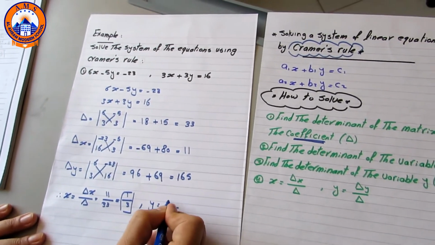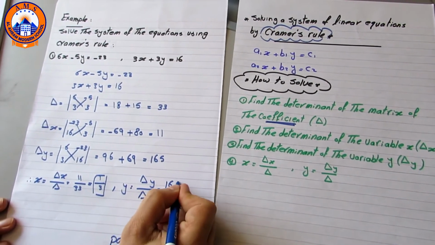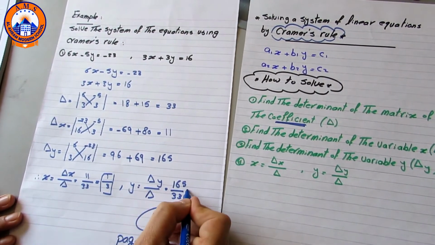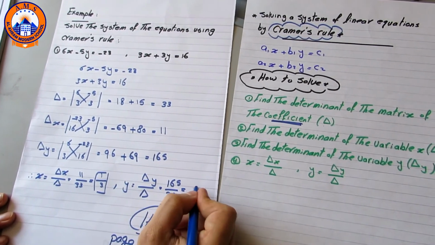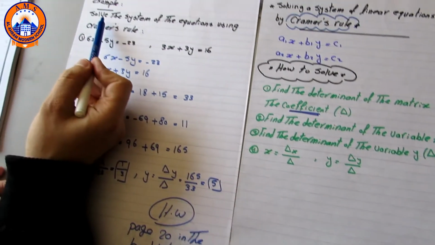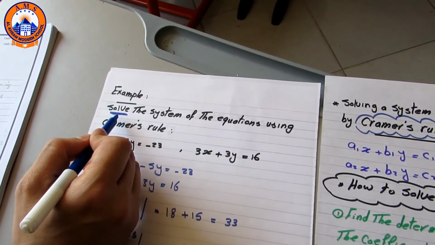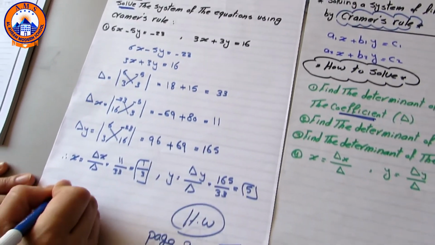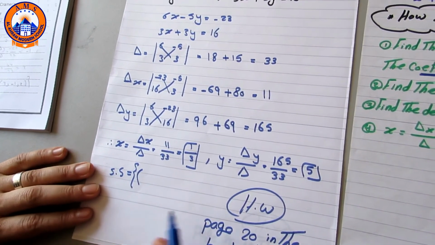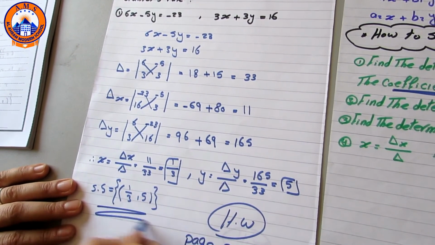And y equals delta y over delta. Delta y equals 165 over delta equals 33. 165 divided by 33 equals what? Equals 5. Okay, if the example says find the solution set, how to find the solution set? The solution set equals braces of a set with an ordered pair, and write x one third and write y equals 5. This is the solution set.